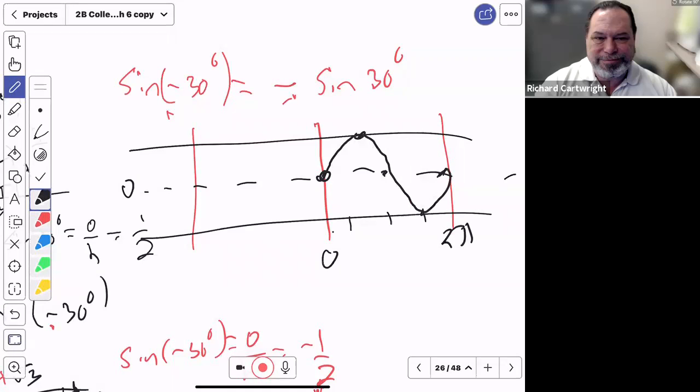Let me do the negative angles. If I do the negative angles, cut it in half, cut it in half, cut it in half. Now I've got my starting in the middle, goes up, comes down, goes down. It's the same picture.